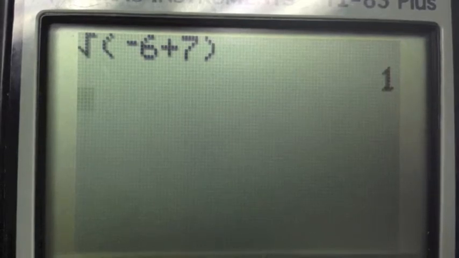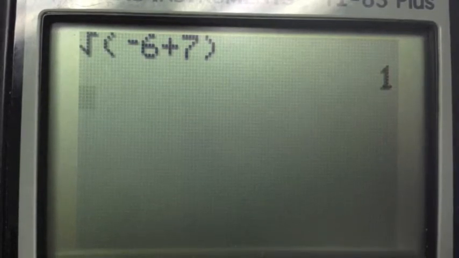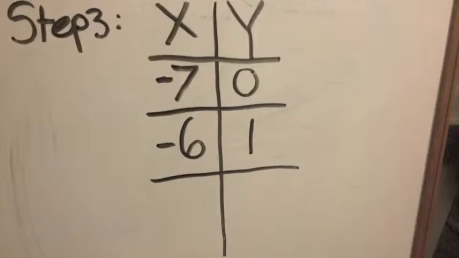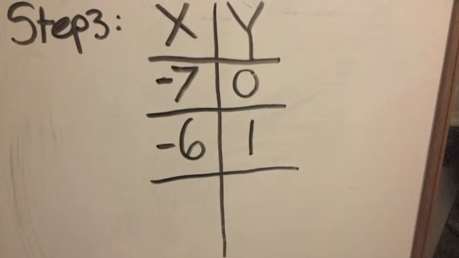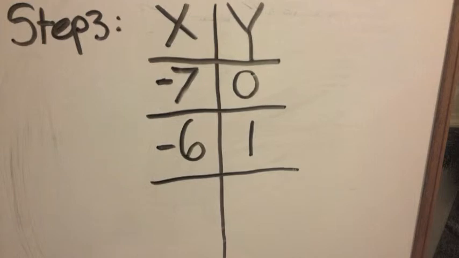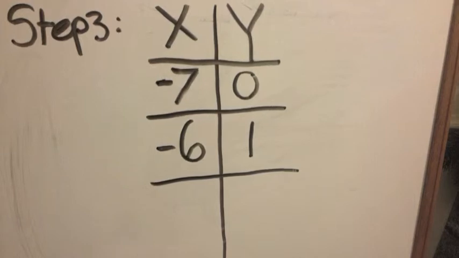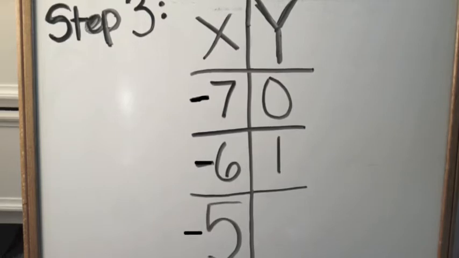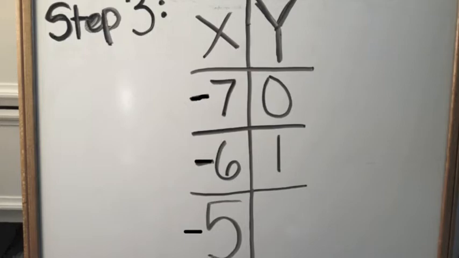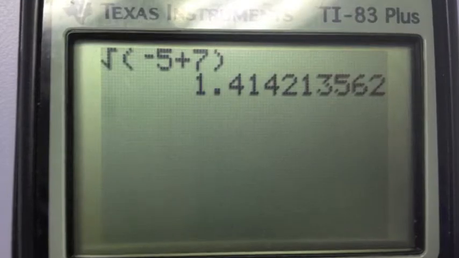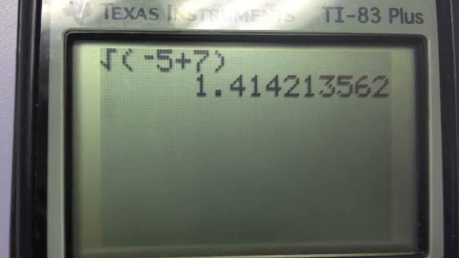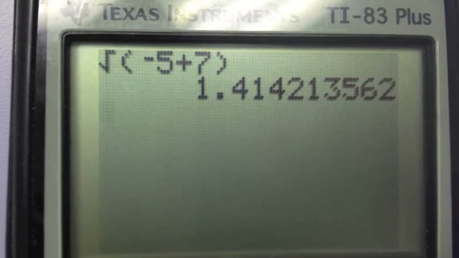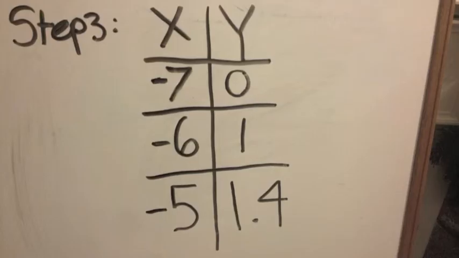Plug -6 as x into the original problem. Now plug the answer you received in the y column. Now we must use -5. Plug -5 into the original problem, replacing x. Put the answer you received in the y column.